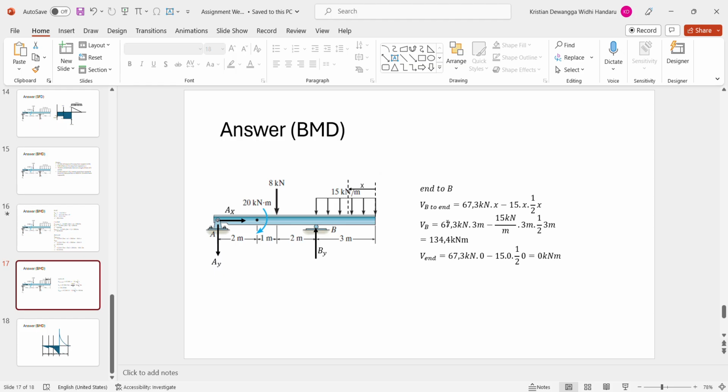For this time, start from the right, which is N to B. VB to N, 7.3 kilonewton multiplied by X minus 15 multiplied by X multiplied by half X. VB equals 67.3 kilonewton multiplied by 3 meter.